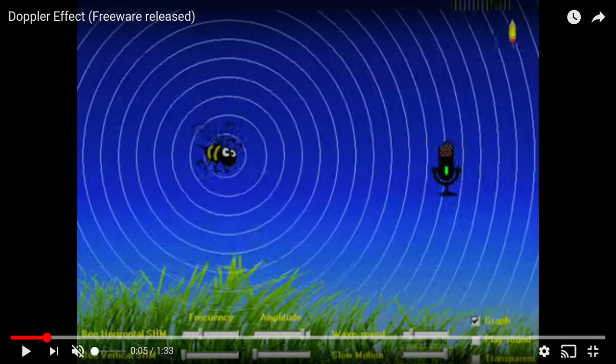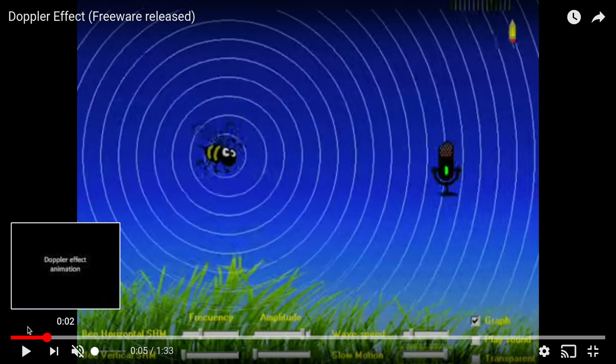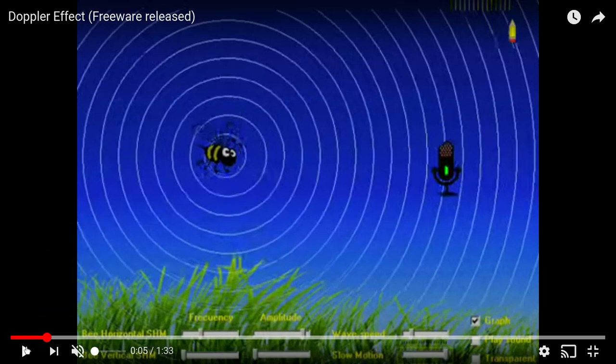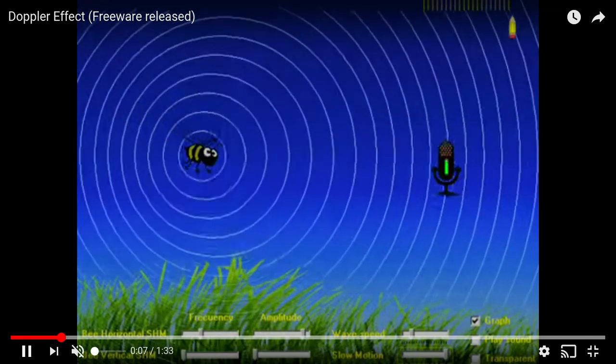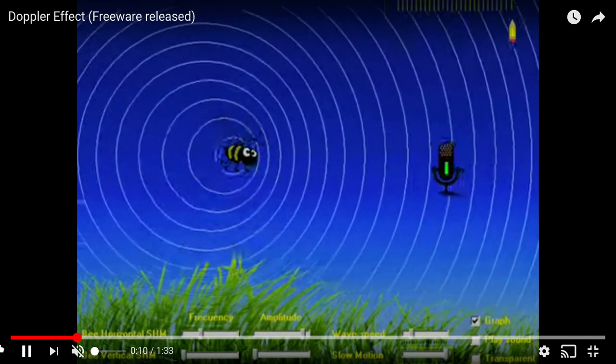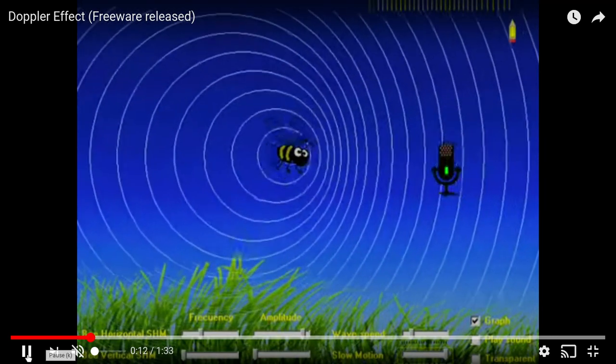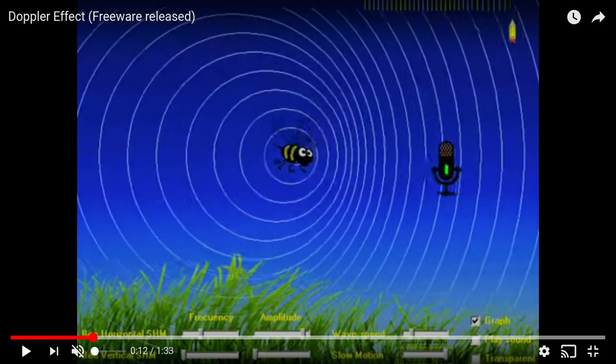Now, what happens if the bee moves relative to the observer? That's the important thing. Right, let's quickly run through it. Now the bee is approaching. Can you see? What happens to the sound waves in front of the bee? Because the bee's moving towards the observer, the sound waves get bunched up. Can you see that? Because the sound waves are getting bunched up, the wavelength is getting shorter.